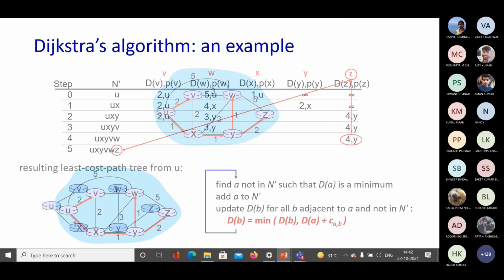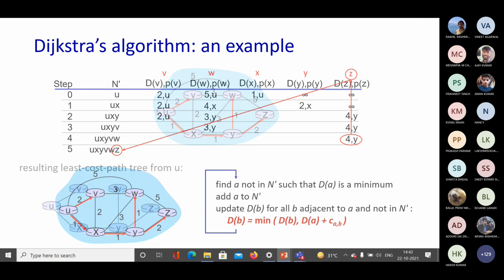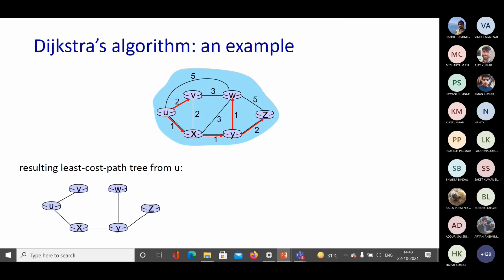Okay. So what are you getting now? If you see this in this graph, U to V, this is the least cost path, U to X, and then Y, W, and Z. This is the least cost path that you get from U to all the other nodes present in the network. So this is how Dijkstra's algorithm works iteratively to find the shortest path, or the least cost path, from a host to all other nodes in the network. So this is the resulting least cost path that you get from U.